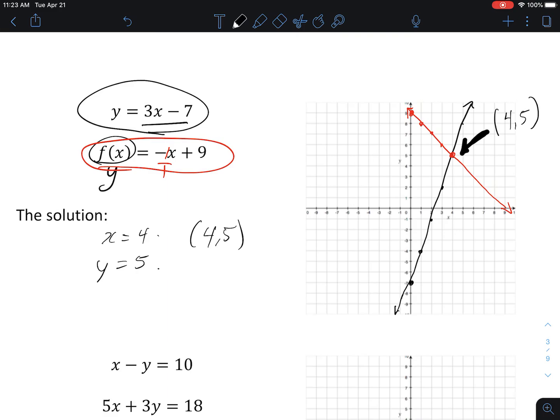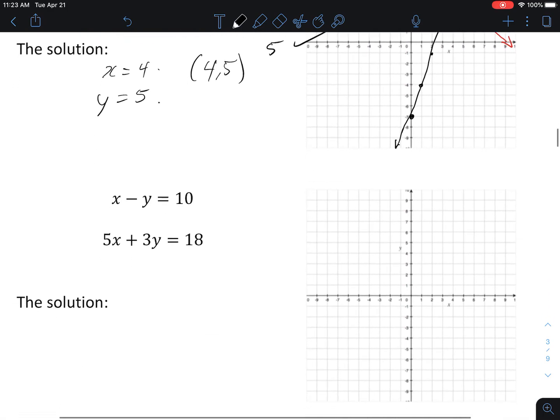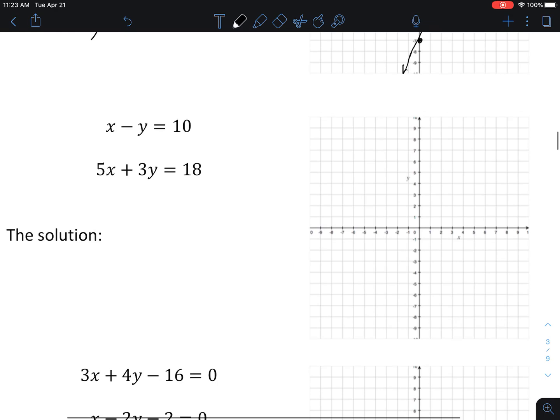If you think about this being x and this being y, we can verify those in our equations as well. So 5 equals 3 times 4 minus 7. 12 minus 7 is 5. Yep, so I know that this solution works in the first equation. And 5 is negative 4 plus 9. That's also 5. So it works in the other. So that's my solution.